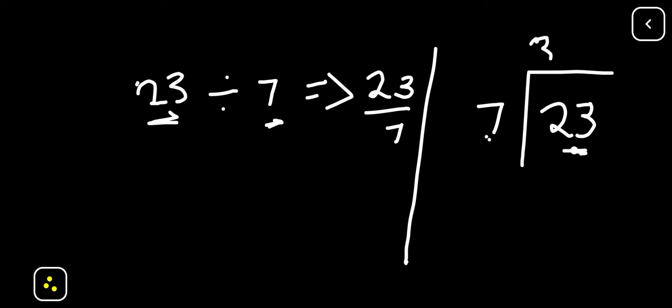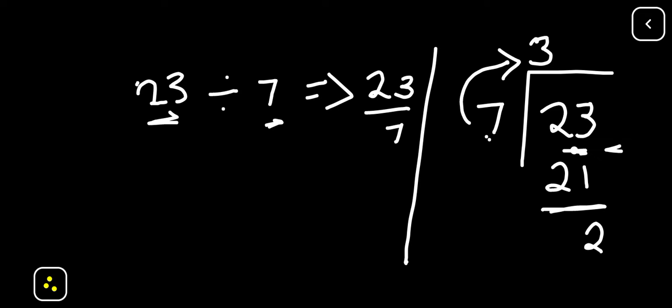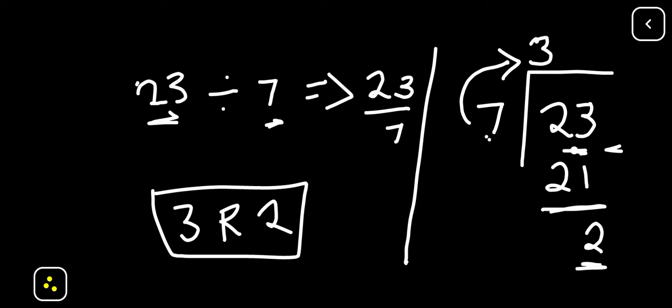So we'll put a 3 here. Okay? And that means 7 times 3 here is 21. We'll bring down the 21 here, and then we'll subtract it to get our remainder. Subtracting this 21 from 23 gives us the remainder. So 3 minus 1 is 2, and 2 minus 2 is 0. So this becomes 3 remainder 2. This is your answer when you divide 23 by 7.